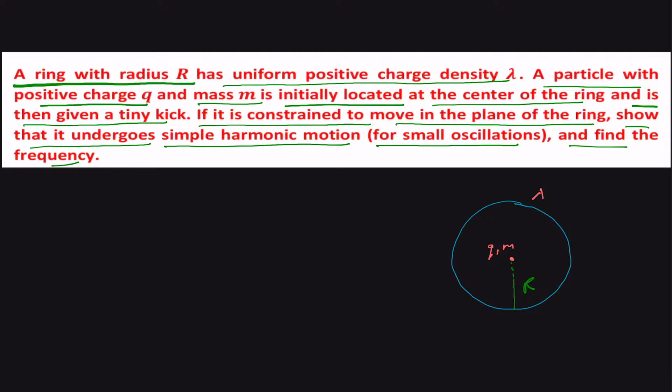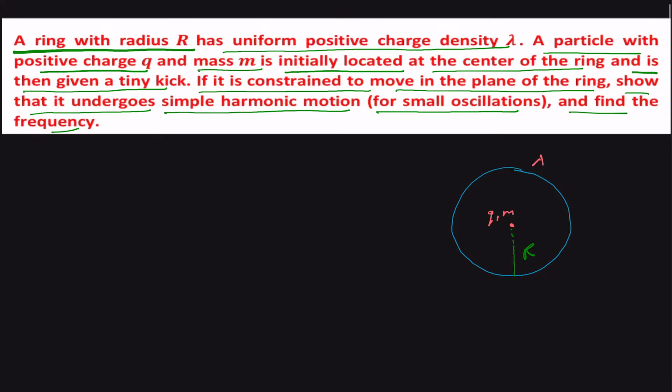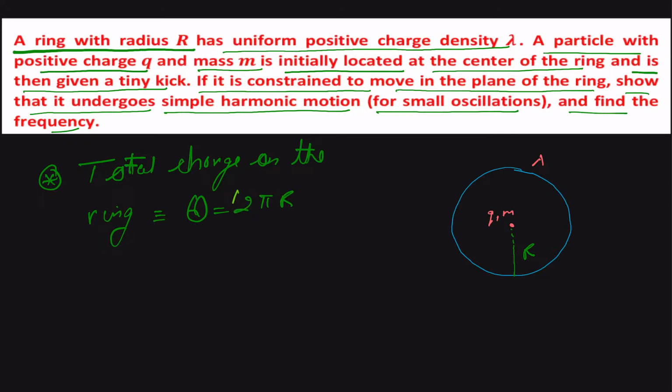So therefore we can find out the total charge on the ring. Let us suppose that the total charge on the ring is capital Q, then this capital Q will be equal to 2 pi r times lambda.